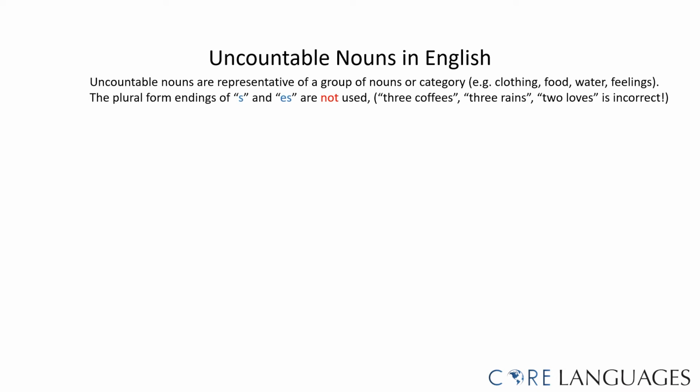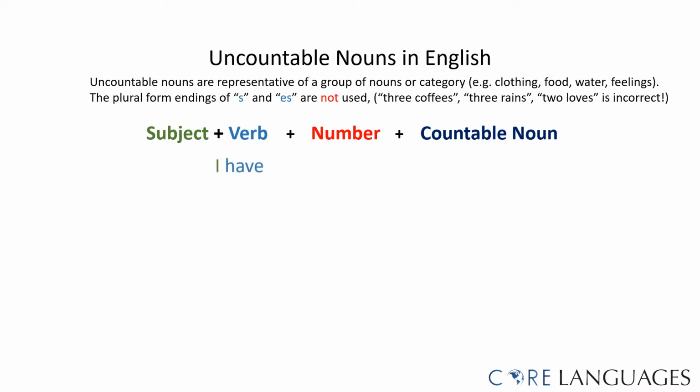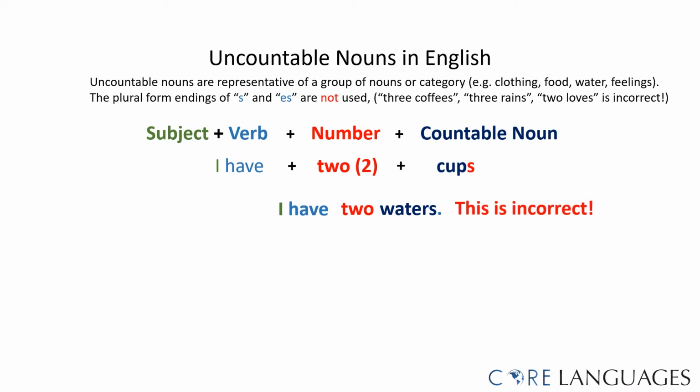The typical word order for a sentence using a countable noun is subject and verb, a number, the countable noun. Note the number can also be the indefinite article. For example, I have 2 cups. You could also say I have a cup. The same sentence would not work with an uncountable noun. For example, I have 2 waters. The sentence is incorrect.